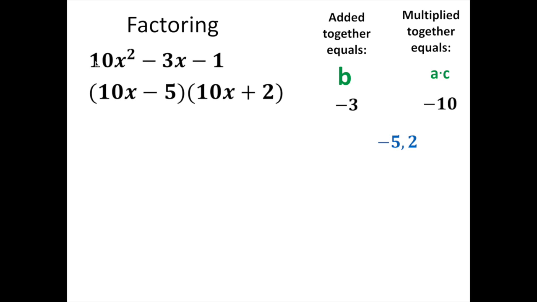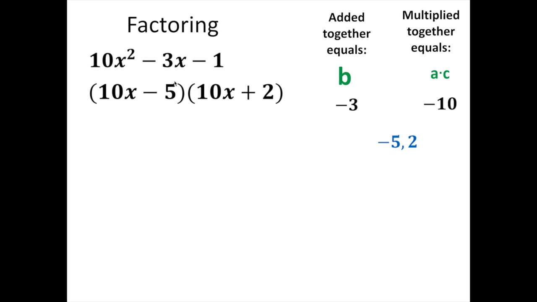10x times 10x gave me 100x squared. We know that that's wrong. So we're going to go back in and fix it here. So what we're going to do now is see if they have any common factors. In this binomial here, this one has two parts. We call that a binomial. In this binomial, we're going to factor out any common factors.